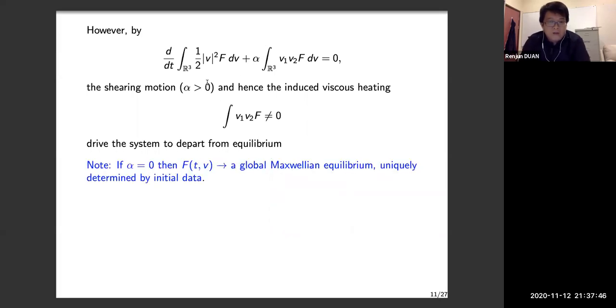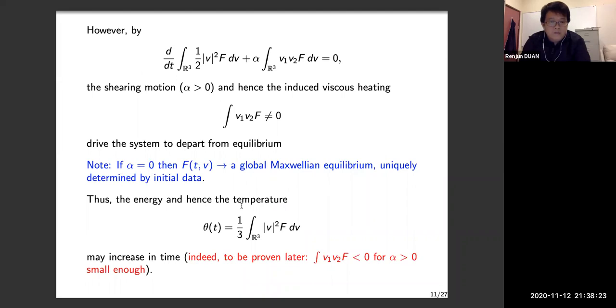Once again, I have to mention that if alpha is zero, then we have a conservation of temperature and energy, and we can expect the solution will converge to a global Maxwellian exactly. The fluid quantities of this global Maxwellian are exactly given by the corresponding fluid quantities of the initial data. So this dynamics will be uniquely determined in case alpha is zero, whether or not the initial data is large or small. There are quite many results in this direction. However, here the temperature, denoted by theta of t, may increase in time. Later on we will prove that in case alpha is strictly positive and suitably small, this heat flux is indeed not only not equal to zero, but strictly negative. Negative means that this produces a positive increase of the temperature.